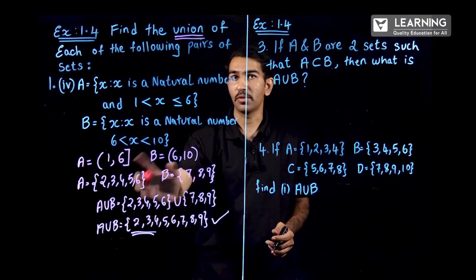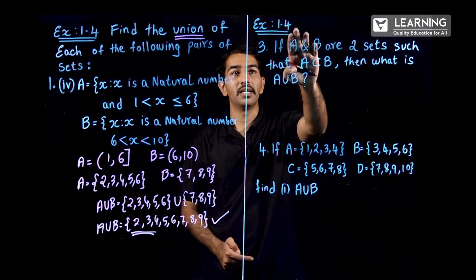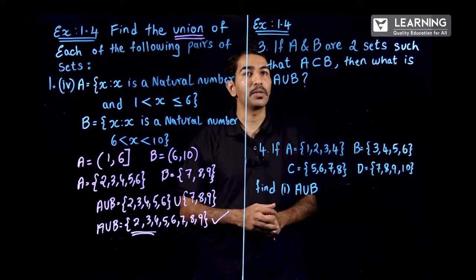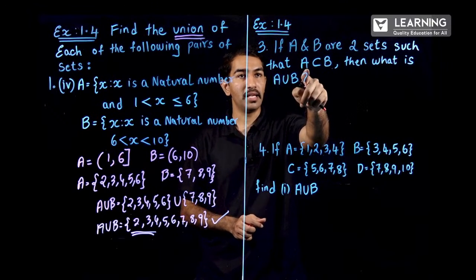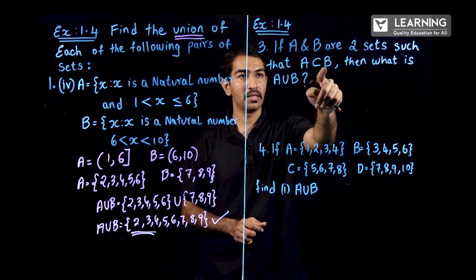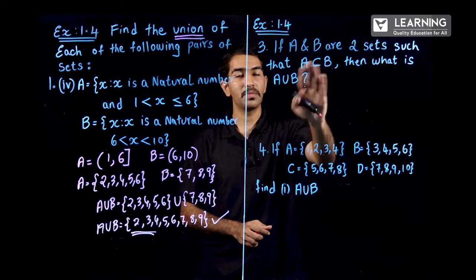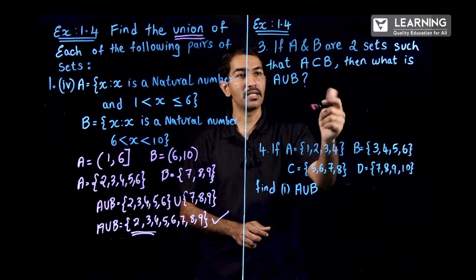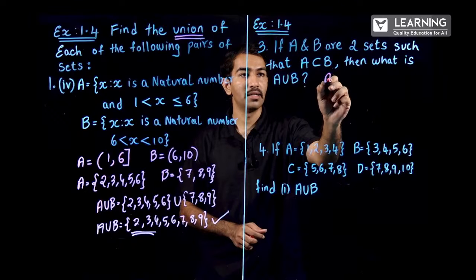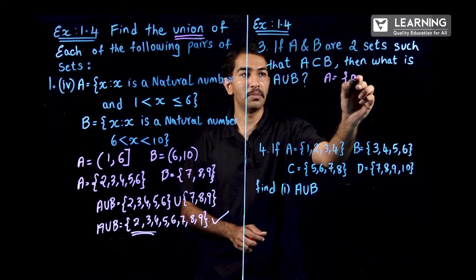We will move on to the next question, question number 3, exercise 1.4. The question is telling, if A and B are two sets such that A is a subset of B, then what is A union B? So what is A, what is B, they have not given us here. So let us consider some elements under A. Okay, in roster form let A is equal to A, B, C.